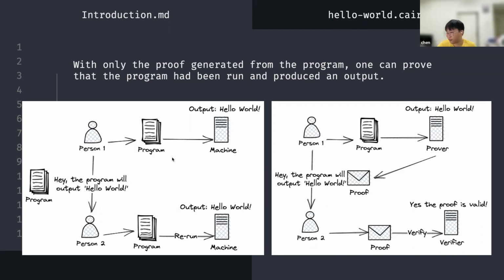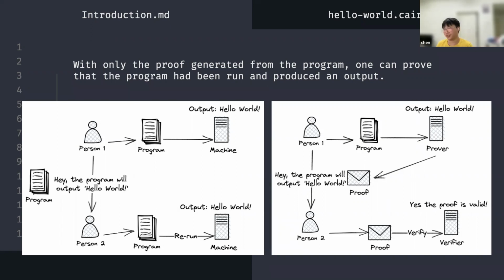As a live reference, if I want to prove to another person that some program has run successfully and produced a hello world as an output, I basically have to give the program to that person, and that person will then run it on their own machine. And if it gets hello world, you know that it's correct. You might run a few more times just in case. But yeah, that's the idea.